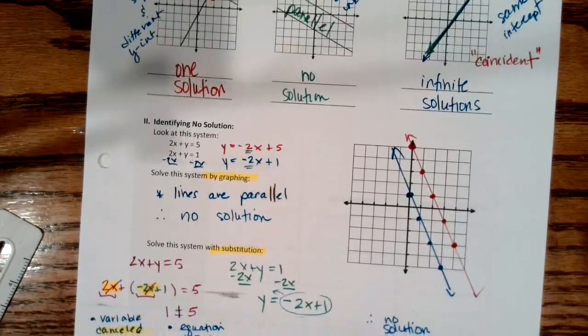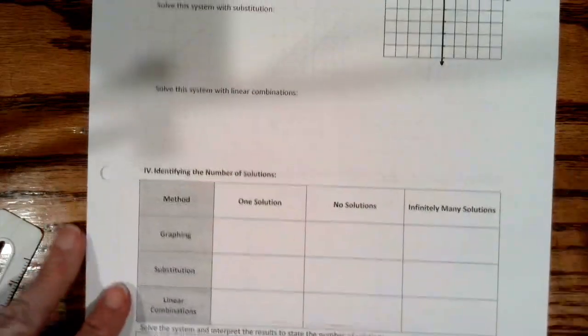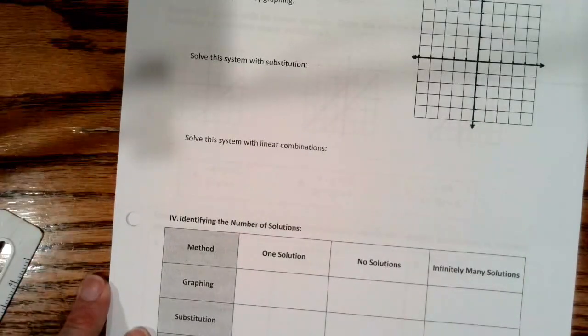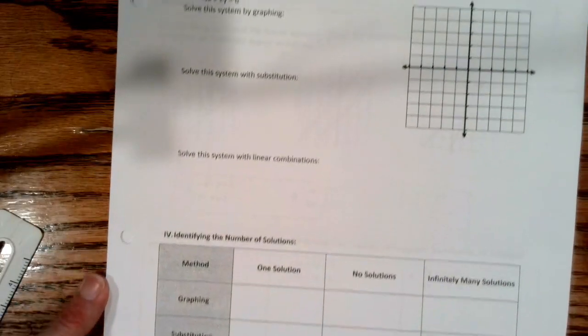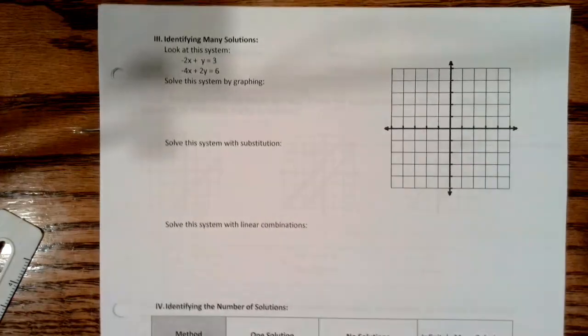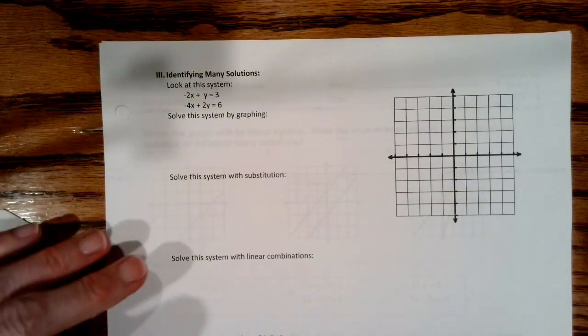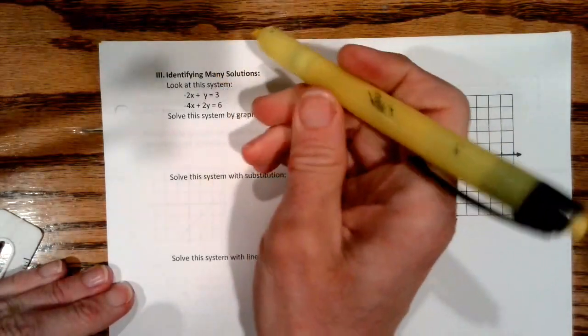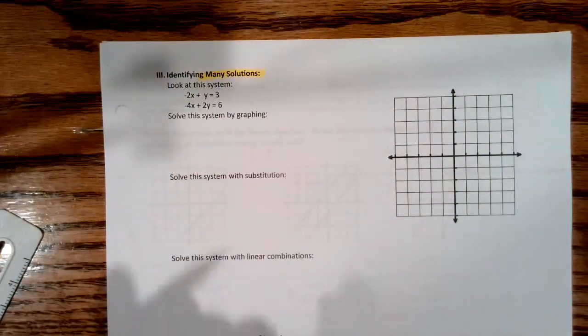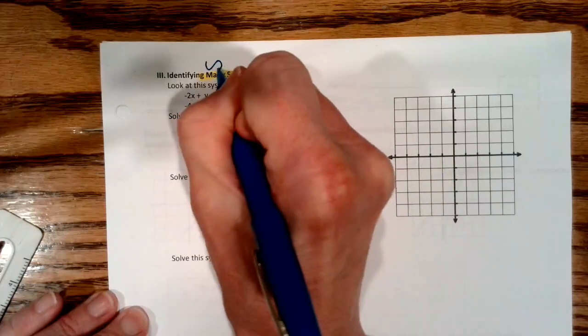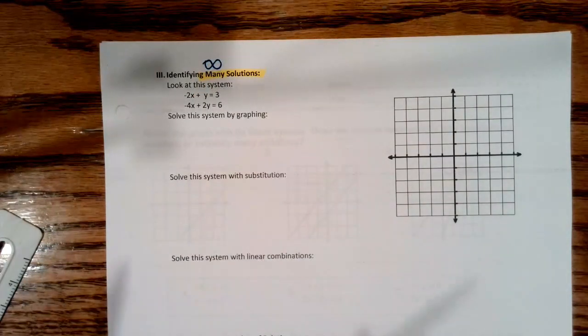All right, let's check out the next page. So when we're looking at these outcomes, we can identify a different kind of thing where I have many solutions, and we're not really talking about many solutions here. We're talking about infinite solutions.